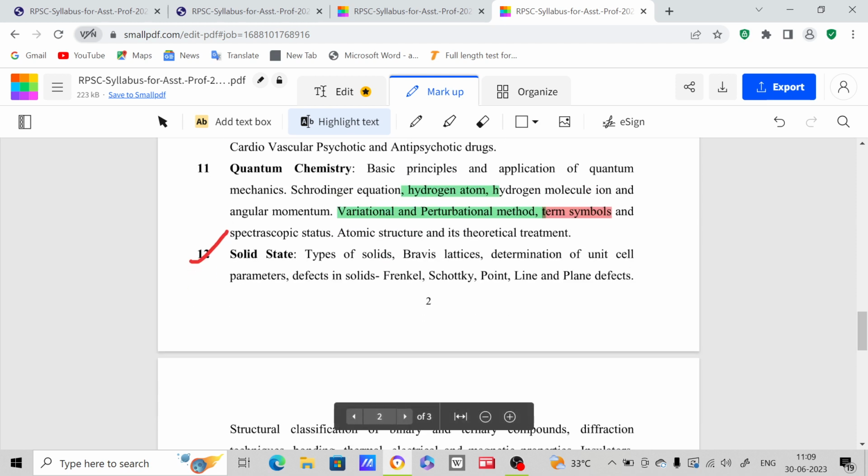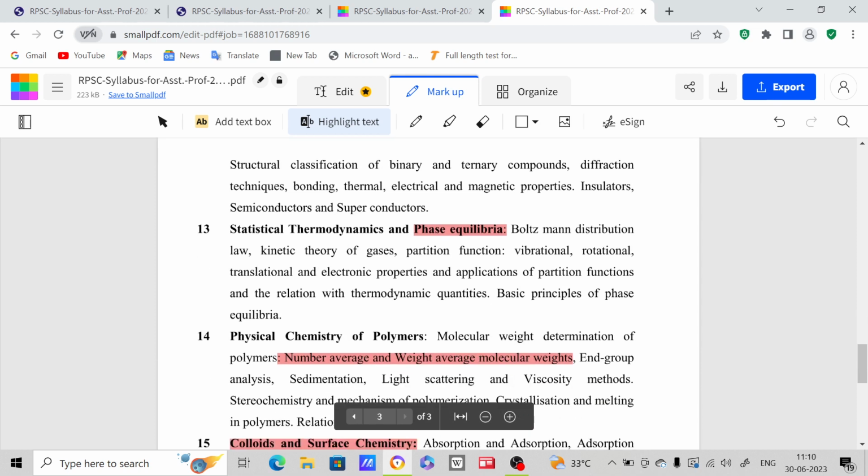So next, solid state. I have already made a short video on solid state. You can read that video. You don't need to study anything outside of that video. So next one, statistical thermodynamics. You don't need to study. Okay, phase equilibria is very important. So just your CSIR NET phase equilibria is more than enough, right? If you want, I will try to provide you the lectures.